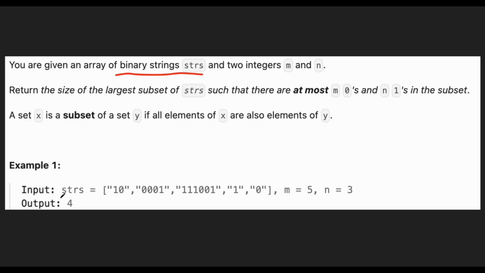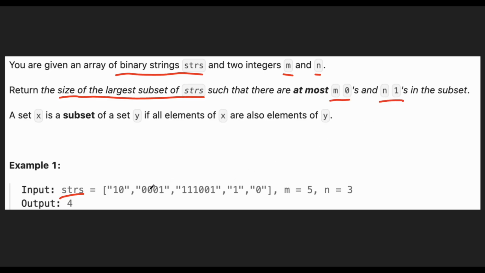For example, in this case, let's say that we are given 10, 0, 1, and so on. And also we are given two integers, m and n. So what we need to do is return the size of the largest subset of strings such that there are at most m zeros and n ones.